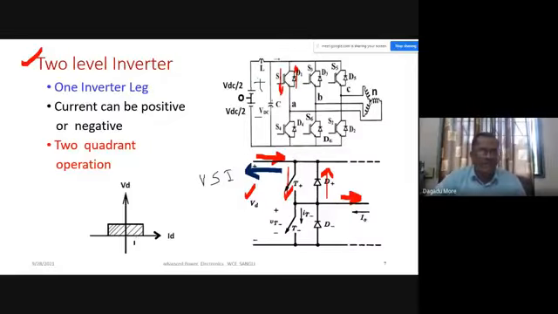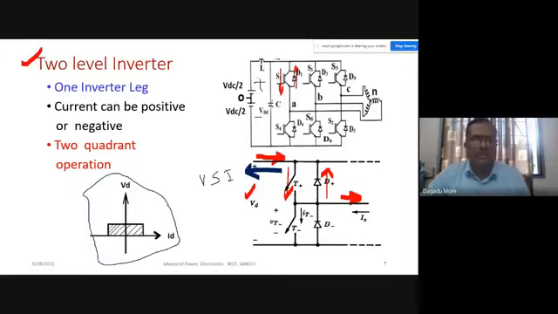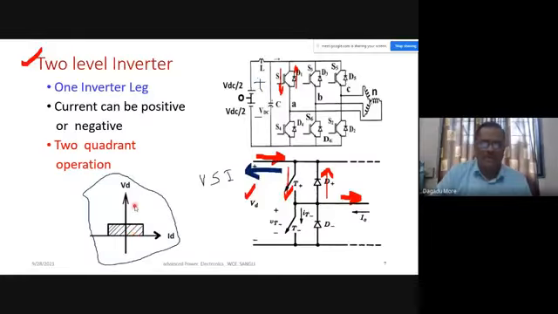The DC link current can vary, and based on that we have seen the quadrant operation of this inverter. The inverter, the VSI, always works in two quadrants, the first and the second, assuming ID is the x-axis. In quadrant one, power flows from the DC side to the AC side for the inverter. In the second quadrant, power flows from the AC side to the DC side. So this is the two-quadrant operation.